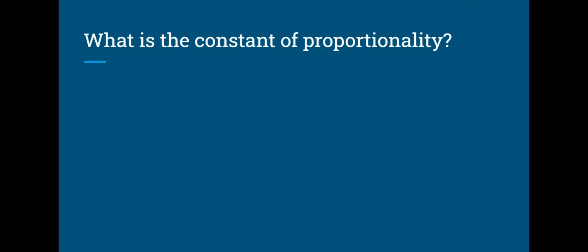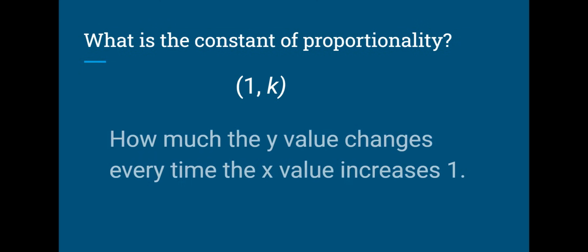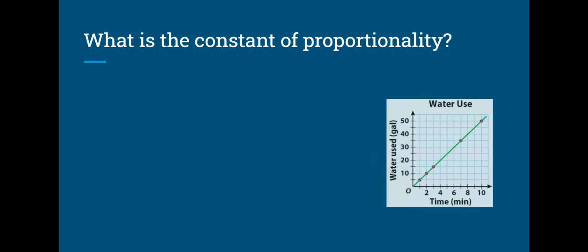So this is an important term, the constant of proportionality, that we need to understand. It's shown as 1 comma k, which means what? It means how much the y value changes every time the x value increases 1. Say that again. Every time the x value increases 1, y changes how much? That's your constant of proportionality.